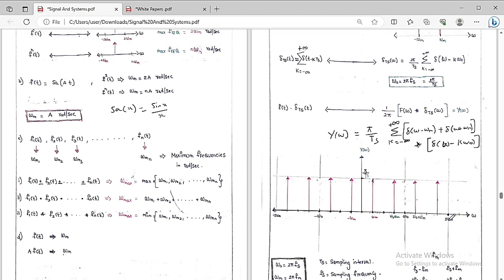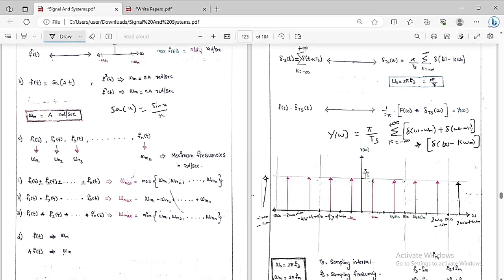Again, shift the signal here, and there will be another graph like this. This is 2 omega naught plus omega m, and this is 2 omega naught minus omega m. Similarly, you shift this part to minus omega naught, which becomes minus omega naught minus omega m and minus omega naught plus omega m. Similarly, at minus 2 omega naught it becomes minus 2 omega naught plus omega m, and the other part is minus 2 omega naught minus omega m. Like this it will go on for all time.